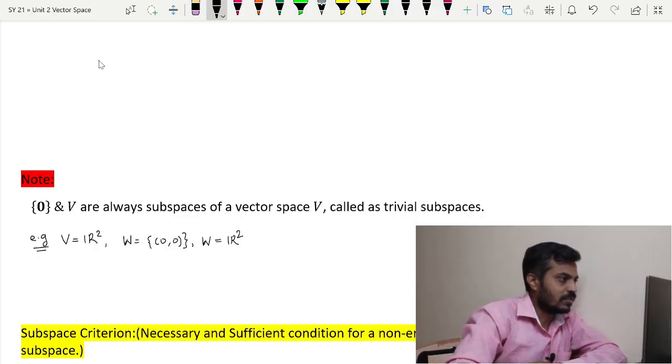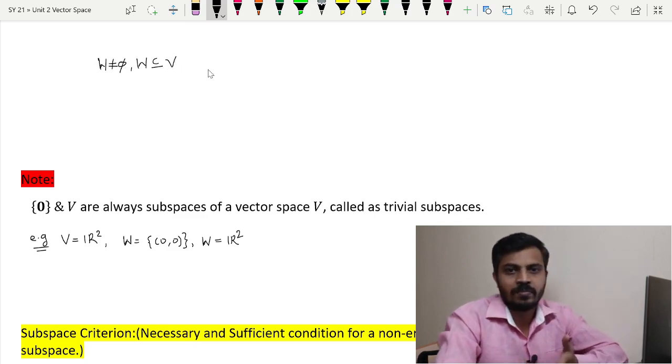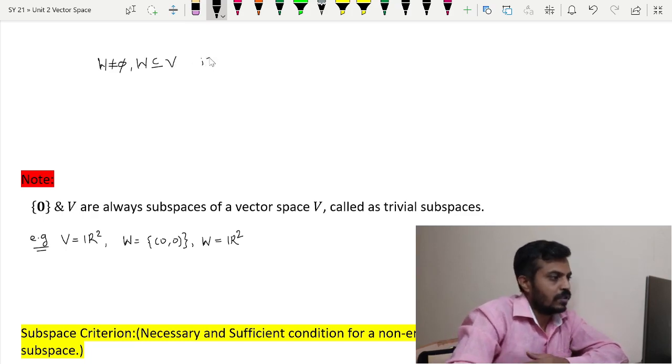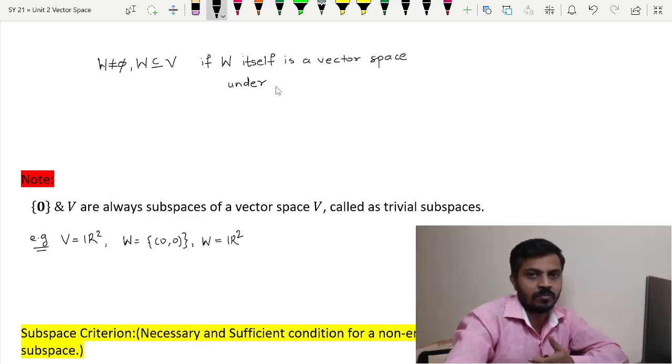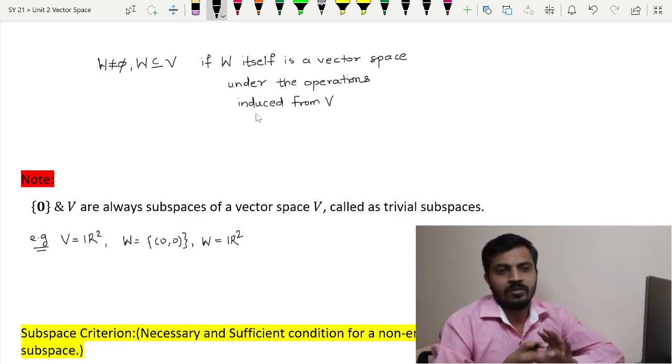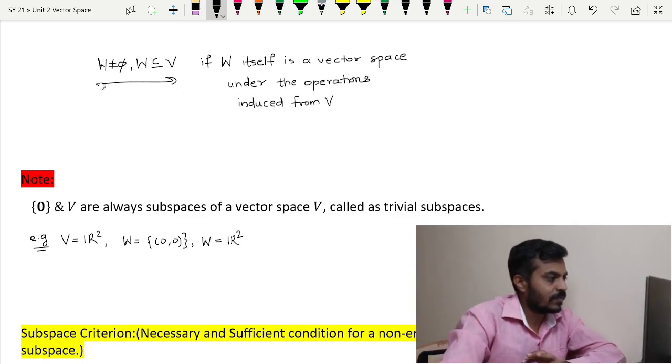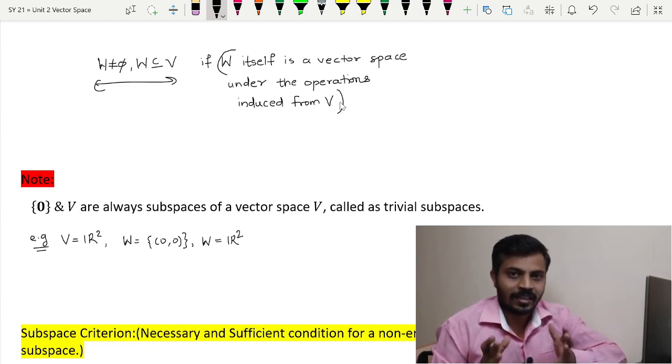Dear students, as discussed in the previous class, a subspace is nothing but a non-empty subset W of V such that W is a subspace of V if W itself is a vector space under the operations induced from V. So showing this part is easy, but what about this part over here? What exactly does it mean?